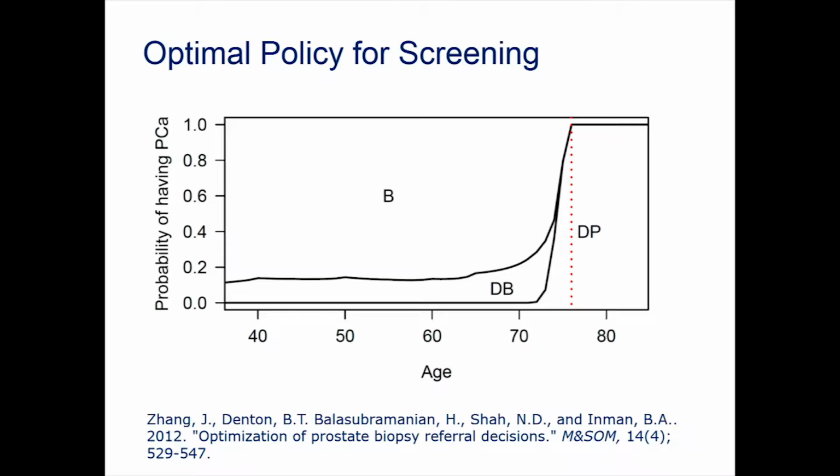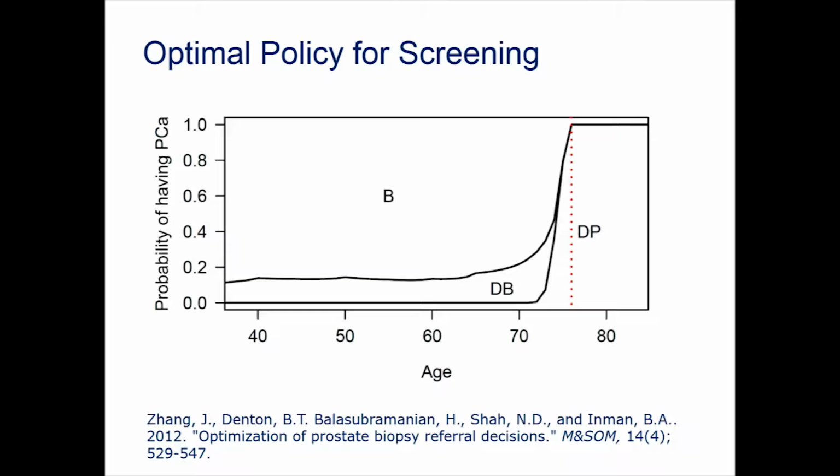It sort of indicates where we were able to prove some things about threshold policies in this case. Numerically, you see there's a threshold type policy. So what I'm showing you is age versus the probability of having prostate cancer. So that's that one belief vector element for prostate cancer. And so DB means do a PSA test, but don't do biopsy. And so the recommendation is, do PSA tests.